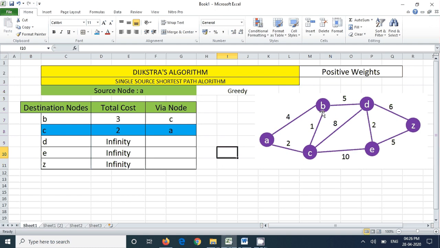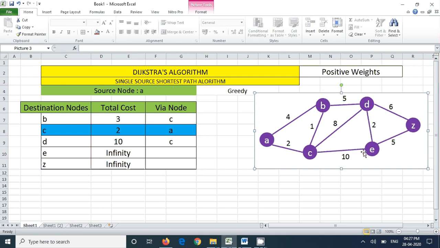Then C can also go to D, with the cost of 8. To come to C is 2. Then this is 8. 8 plus 2, 10. Totally 10 from A. That's the meaning. The total cost is always from A. So 10 is less than infinity. So I am replacing infinity with 10. The via node is C for this. We are scanning from C.